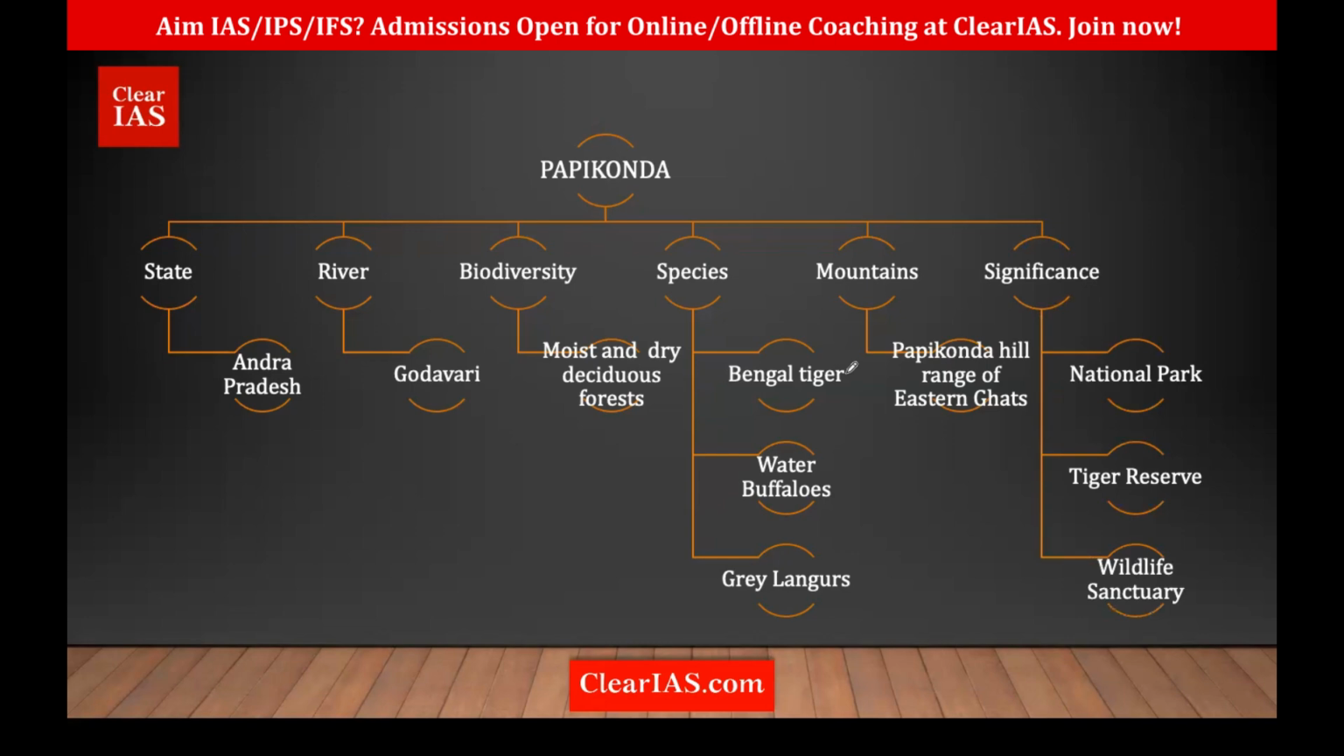So we looked into Bandipur. Yes, Bandipur is in Karnataka, and it is a national park, tiger reserve, and part of Nilgiri Biosphere Reserve. Okay, and we have Kabini as well as Moyar River passing through, bordering it actually.